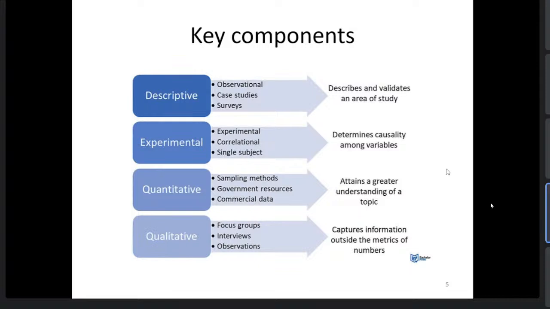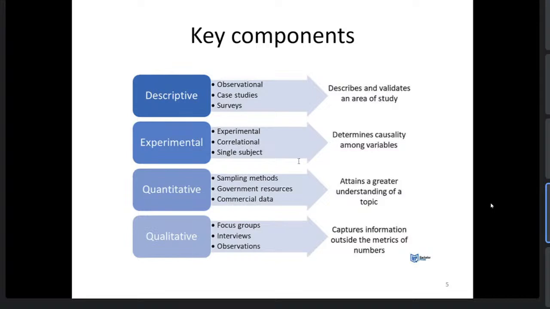We must know about the key components of research. It may be descriptive, which focuses on case studies. It may be observational, maybe some surveys that give the description and validation of an area of study. If it is experimental, then we must conduct some experiments. We like to see some correlations and single subject, and that actually determines the causality among the variables under consideration.